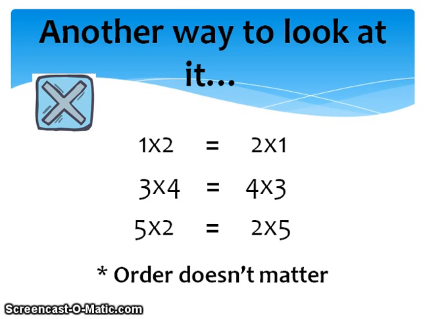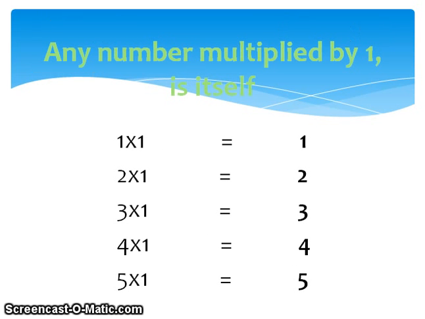Another way to look at it is to say that 1 times 1 equals 2 times 1, 3 times 4 equals 4 times 3, and 5 times 2 equals 2 times 5. The order doesn't matter. Now let's do some examples starting with multiplying by 1.